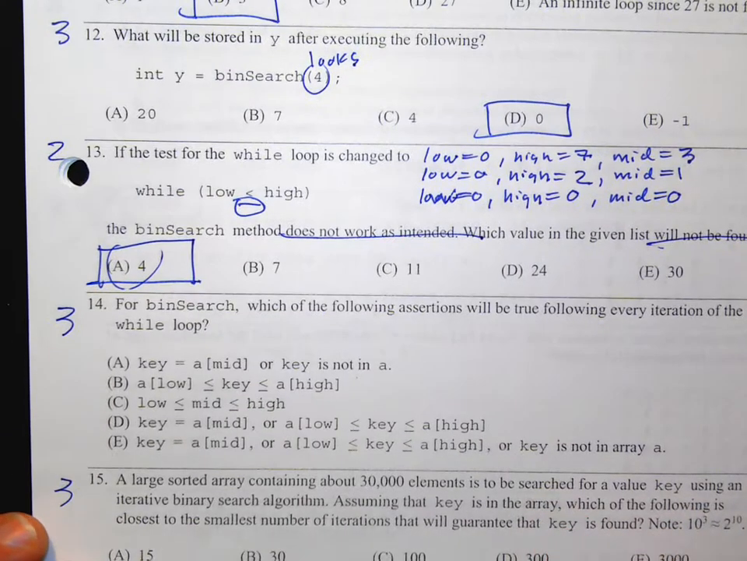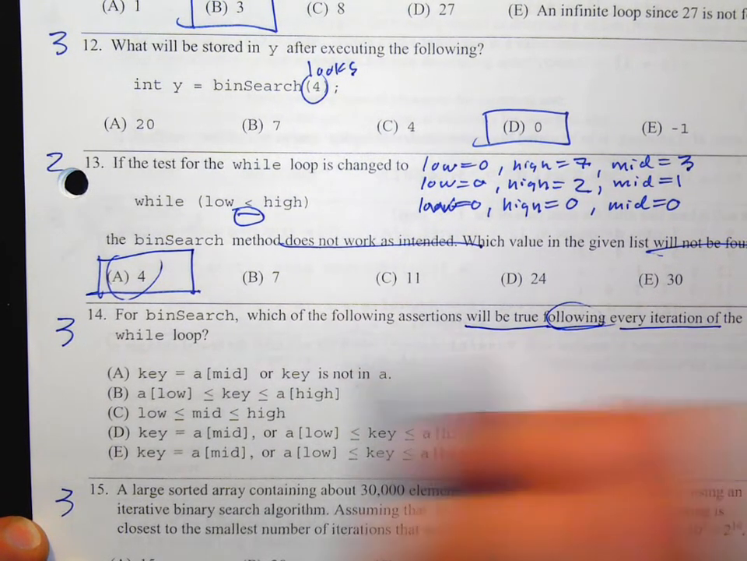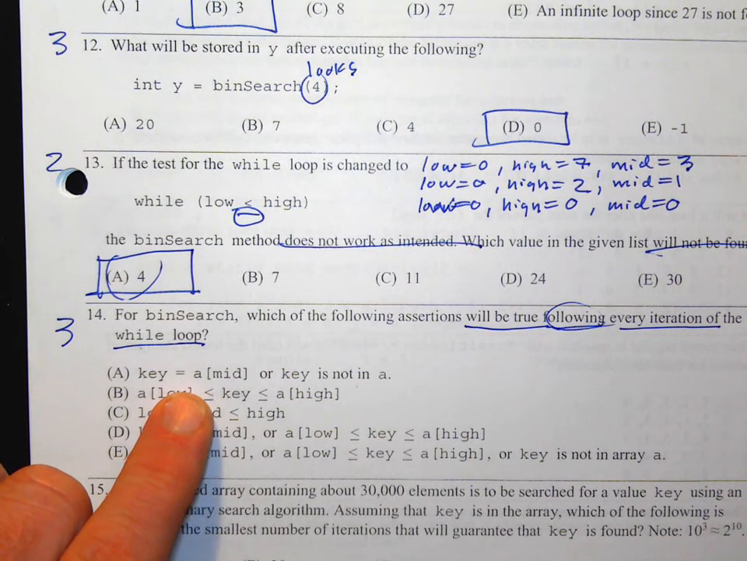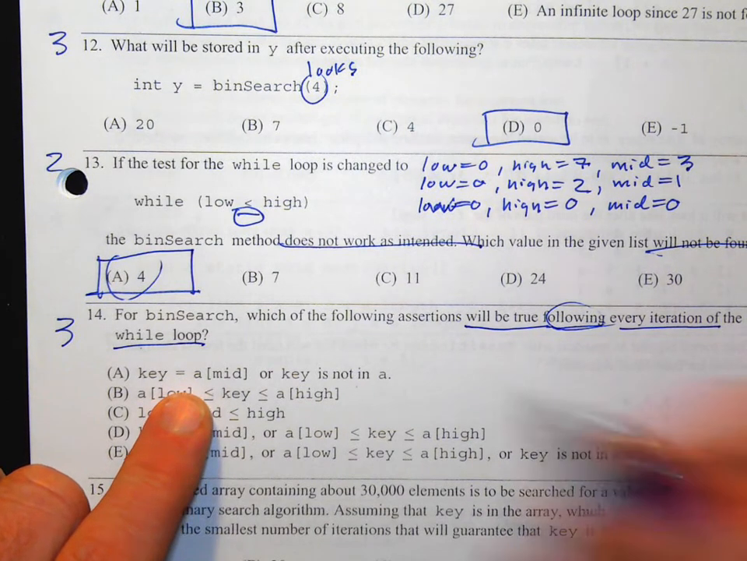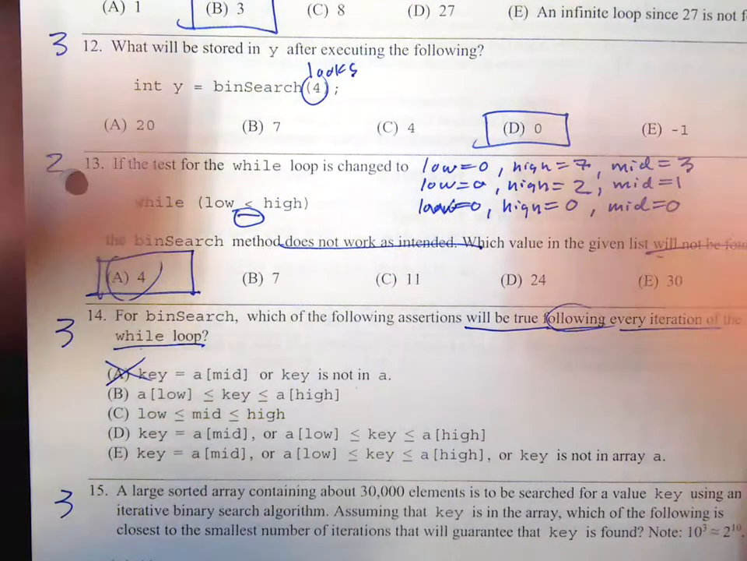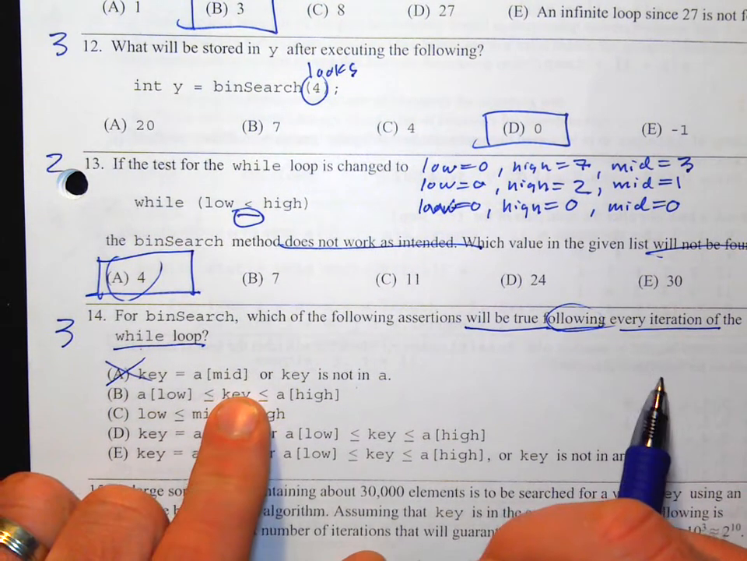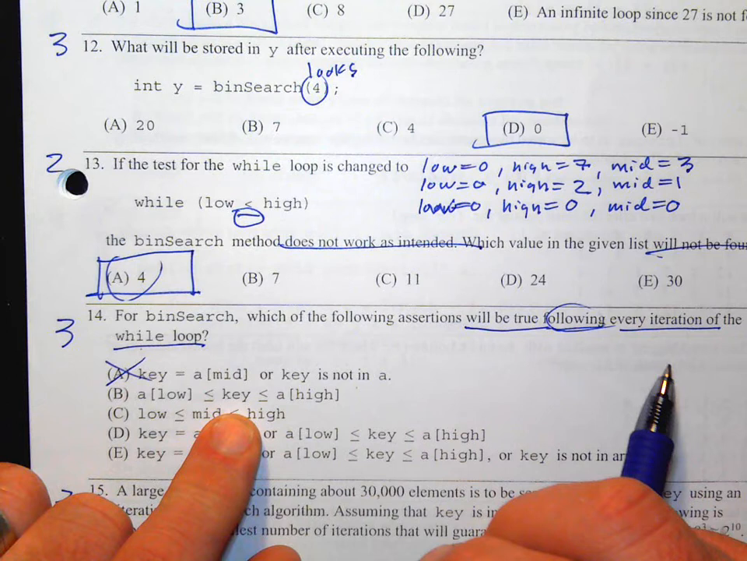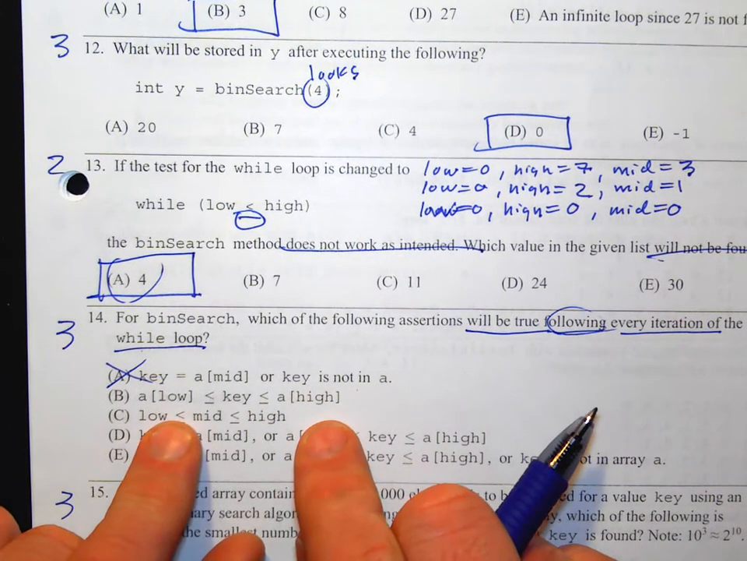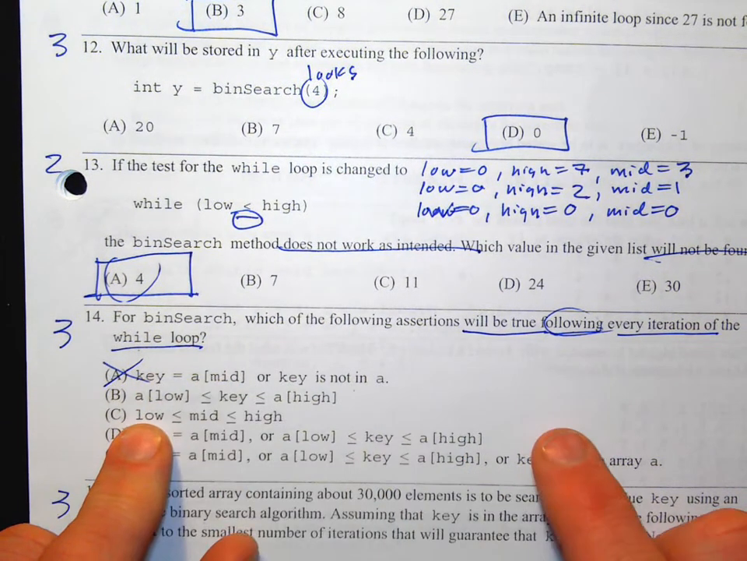Number 14, for binary search, which of the following assertions will be true following every iteration of the while loop? So what's going to be true at the end of each while loop? Okay, that key equals mid or key is not in A? No, not yet. Every time we go through the while loop, we're still looking for it. Just because we're at the end of one of the while loops doesn't mean we found it or it's not in there. That the key is less than or equal to low, that it's somewhere in between here. Not necessarily. The key could be beyond the lowest value or above the biggest value.